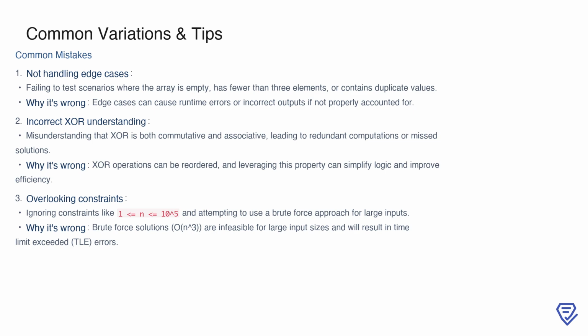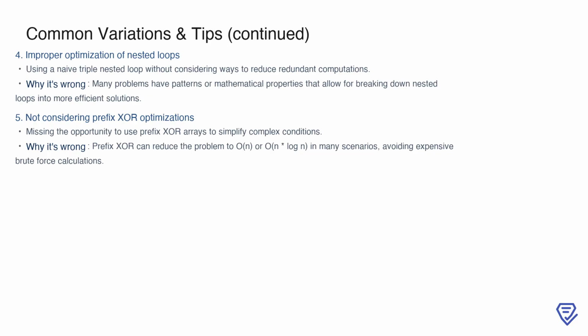Another common area where mistakes occur is in optimizing nested loops. A naive approach using triple nested loops might seem straightforward, but it often leads to unnecessary redundant computations. Instead, we need to explore patterns and mathematical properties that can help simplify the problem. For instance, identifying opportunities to break down these loops can significantly improve efficiency.